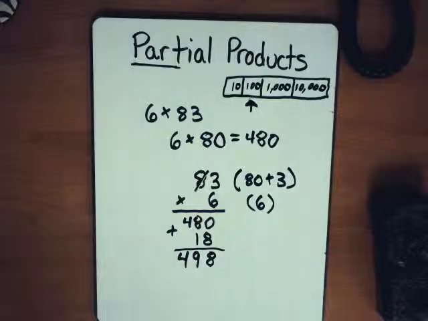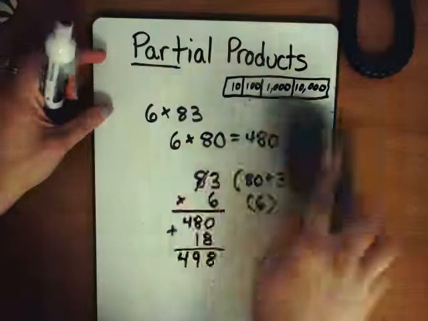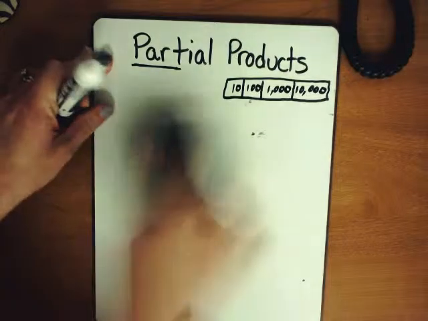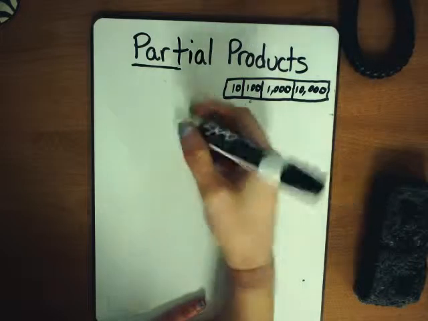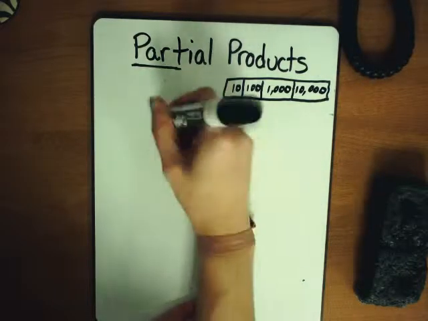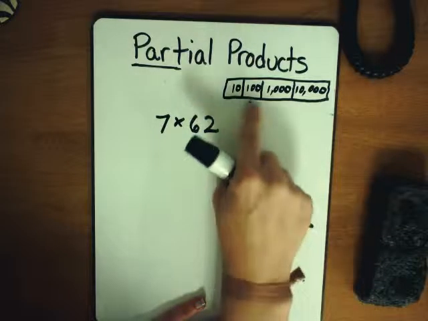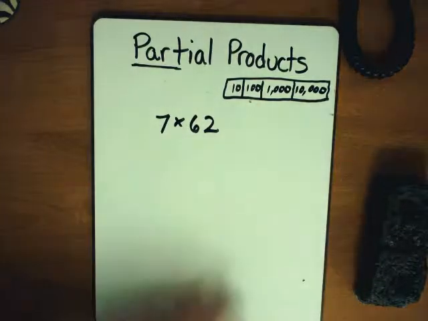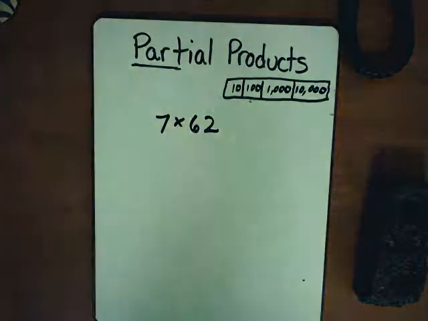I'm going to go ahead and erase here, and I want you to try the next one on your own. Okay, so let's go ahead and do 7 times 62. Make sure that you do your ballpark estimate first. Mark where it would be on your magnitude bar, and then go ahead and try that partial product algorithm on your own.